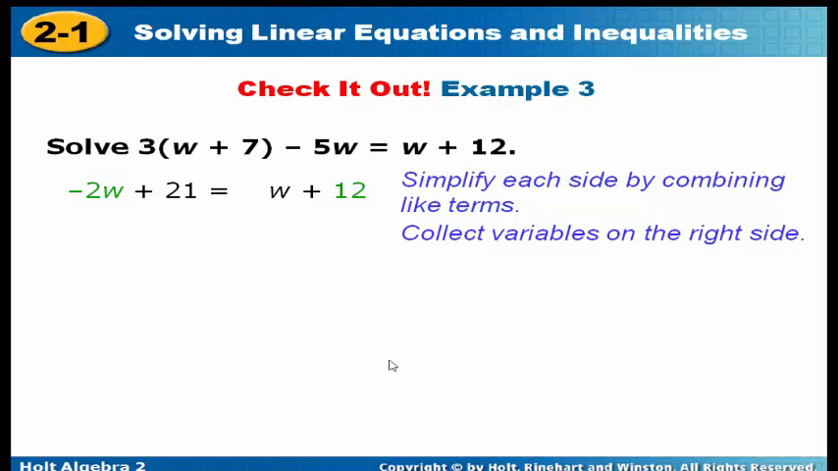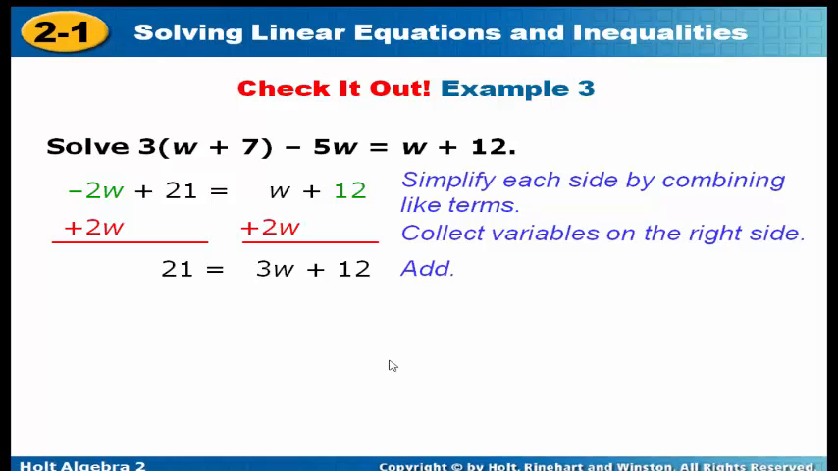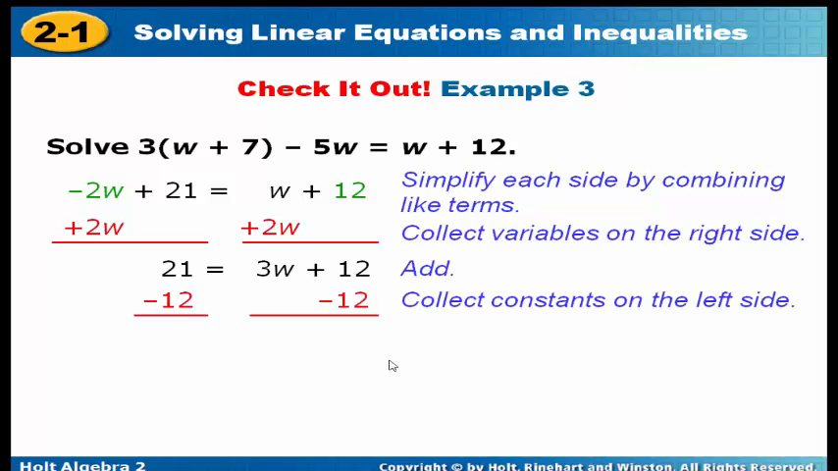Collect variables on the right side. So add 2w here, 2w here. So 3w plus 12 equals 21. Collect constants on the left side. So subtract 12. 21 minus 12 equals 9 equals 3w. Now divide by 3. w equals 3.